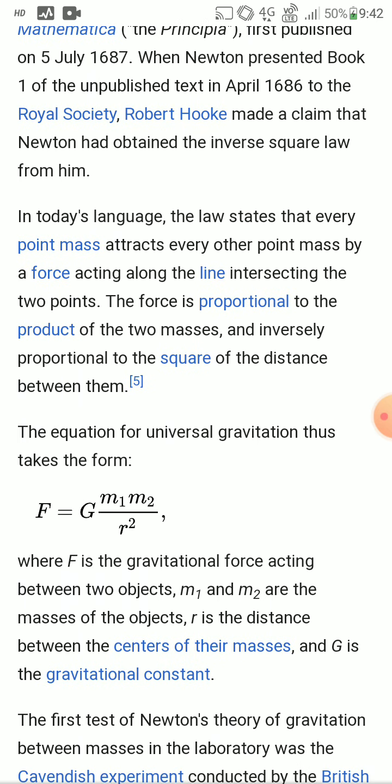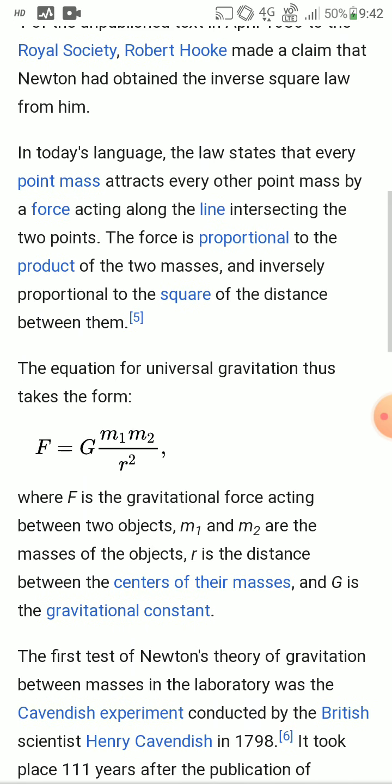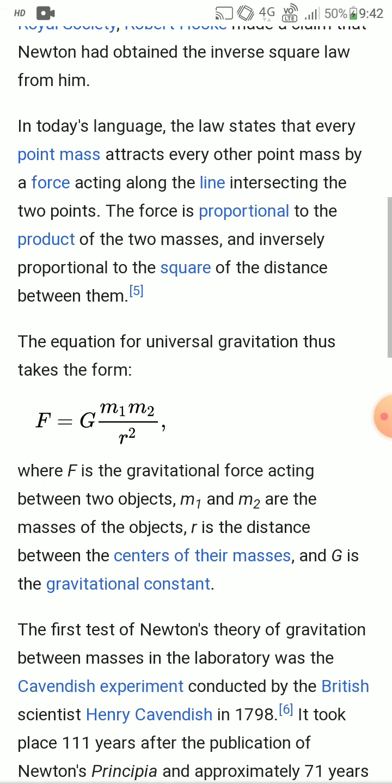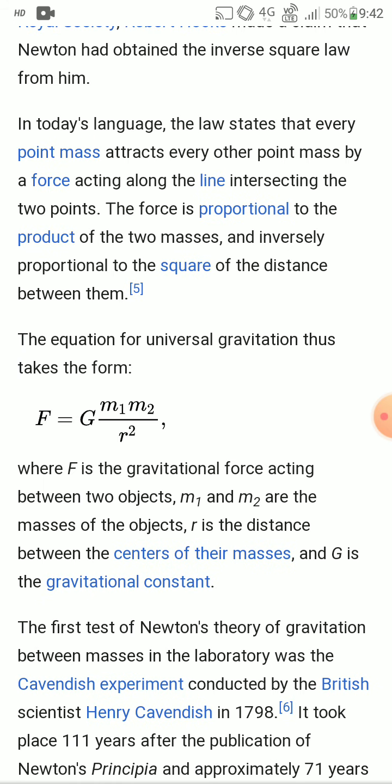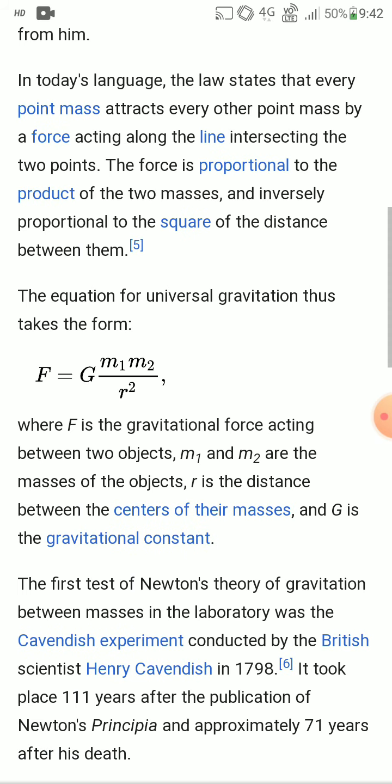F equal to G m1 m2 upon r square, where F is the gravitational force acting between two objects, m1 and m2 are the masses of the objects, r is the distance between the centers of their masses, and G is the gravitational constant.